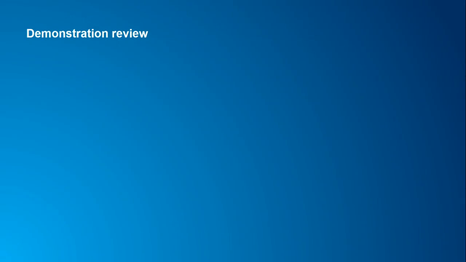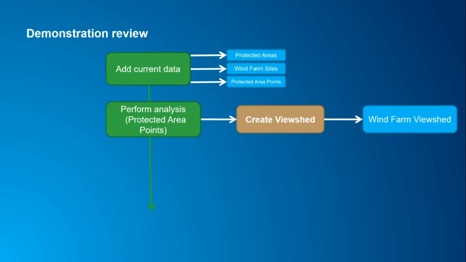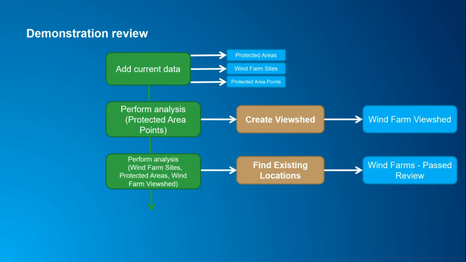So just to recap that demo, we added the protected areas, wind farms, and protected area points to the map. We created a view shed, and then used Find Existing Locations to query out the sites that met our criteria, and then reviewed our results.